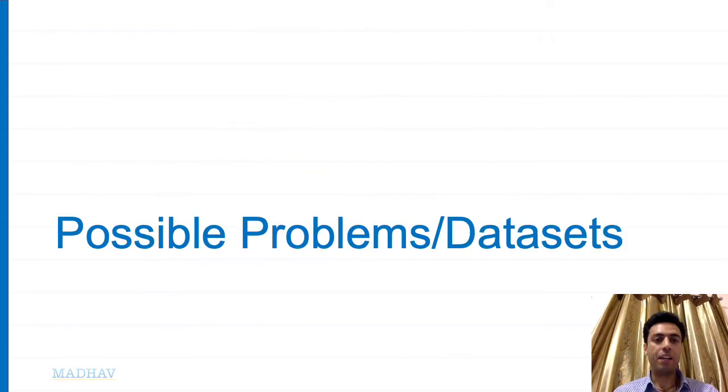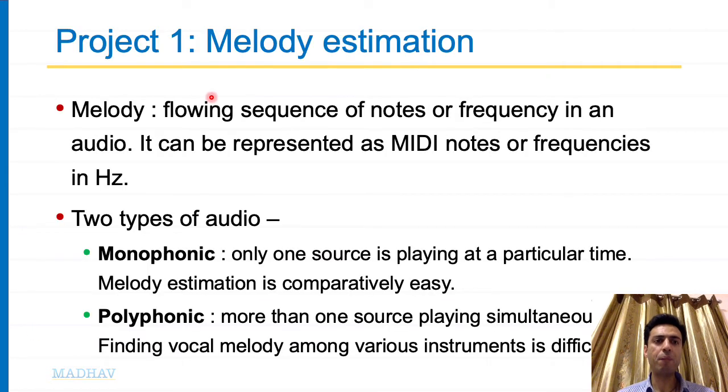Okay. And now what are the possible problems and data sets? One problem, as I told, is melody estimation. So melody means flowing sequence of notes in an audio. If I'm singing, then the main melody is what notes I'm singing, sa re ga, like that. And it could be represented in MIDI format or in the frequency in hertz. And there can be 2 types of audio, for example, monophonic and polyphonic.